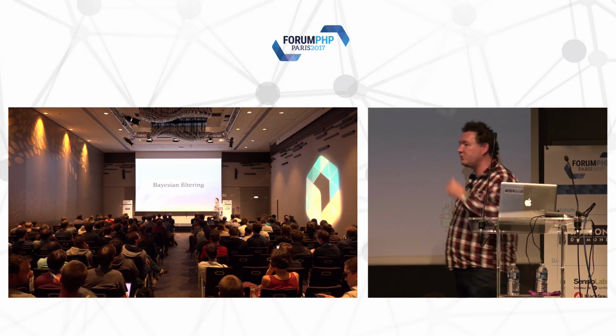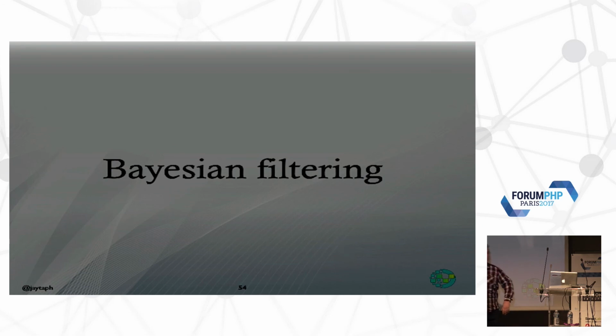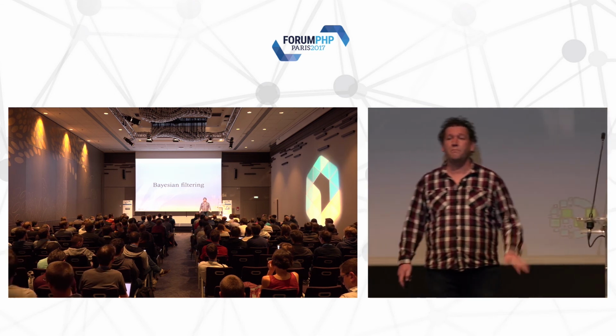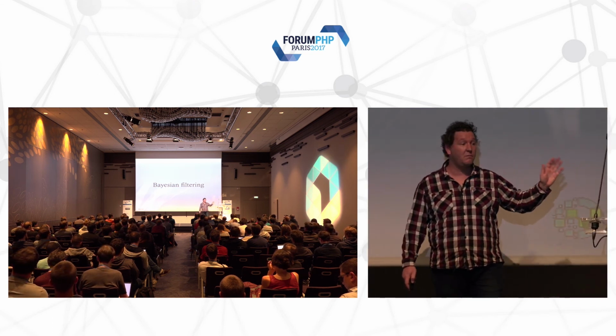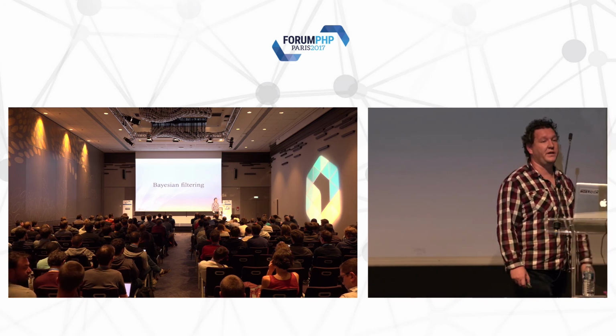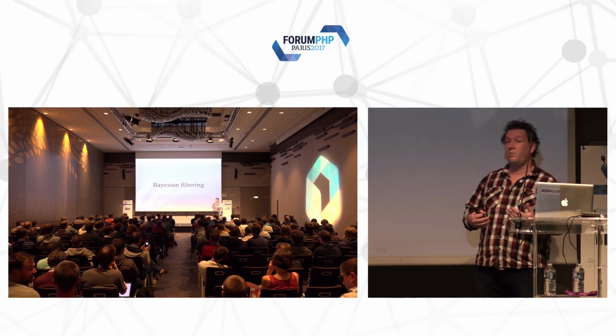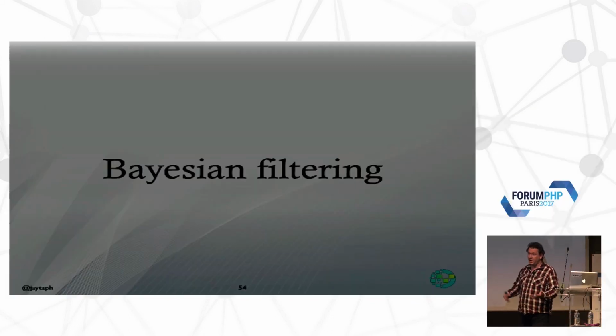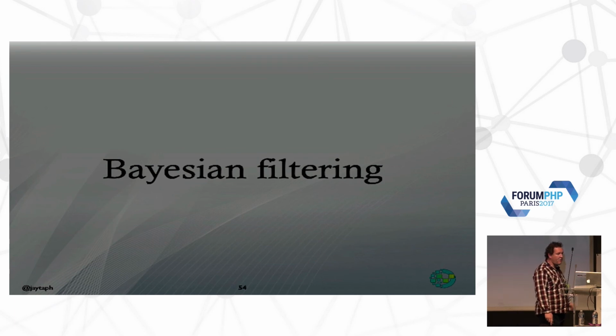Which is called Bayesian filtering. Okay, sorry for that. Bayesian filtering. How many of you know Bayesian filtering? How many of you used Bayesian filtering? Pretty much everybody should raise their hand, because Bayesian filtering is something that happens, for instance, when we have a spam filter. If you have a spam filter on your mailbox, like Gmail or your own, you probably use Bayesian filtering. Bayesian filtering is basically this.